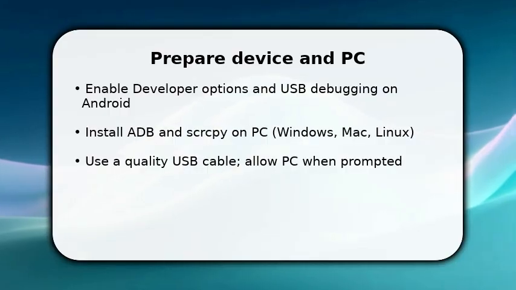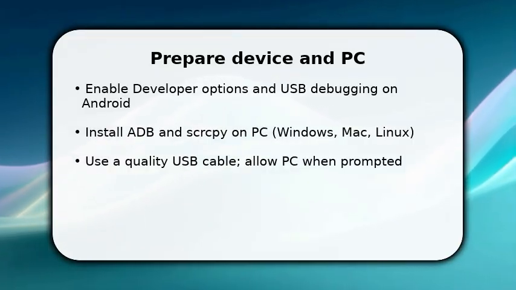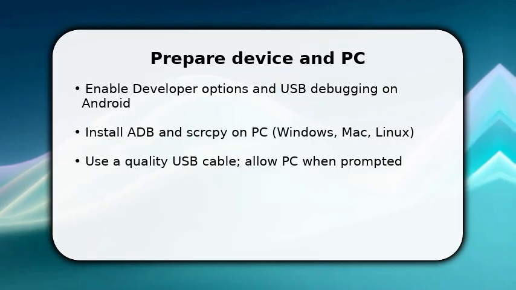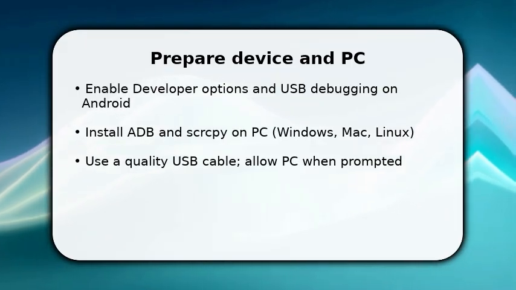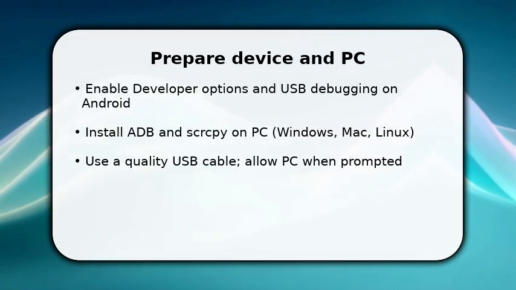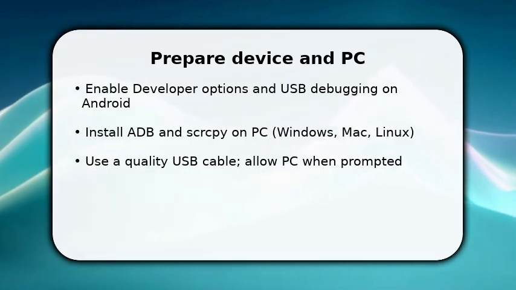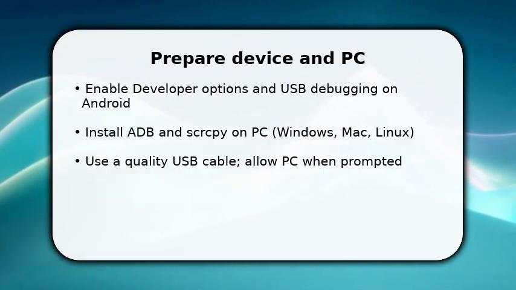You begin by enabling developer options and turning on USB debugging. This gives the PC permission to control the phone. Next, install ADB and SCRCPY on your computer so you have the bridge and the display app. Use a good USB cable and connect the phone. When the phone prompts, tap Allow for USB debugging.